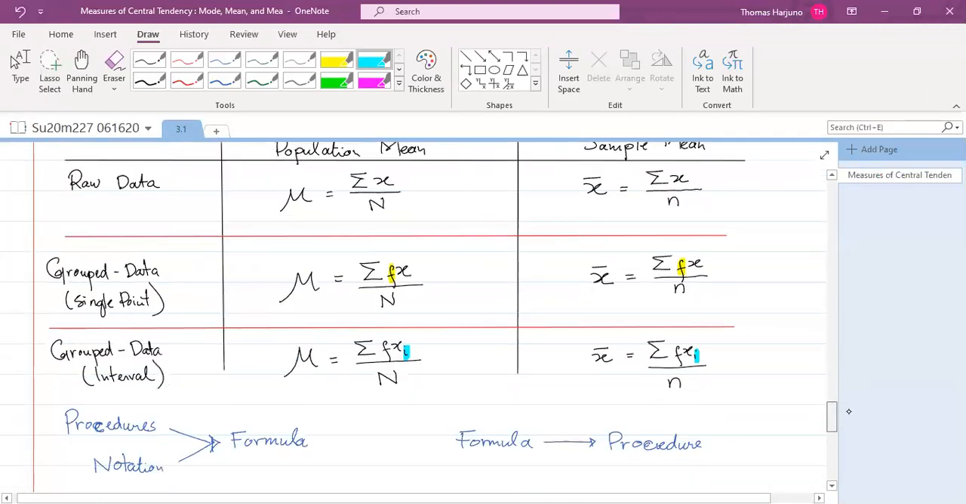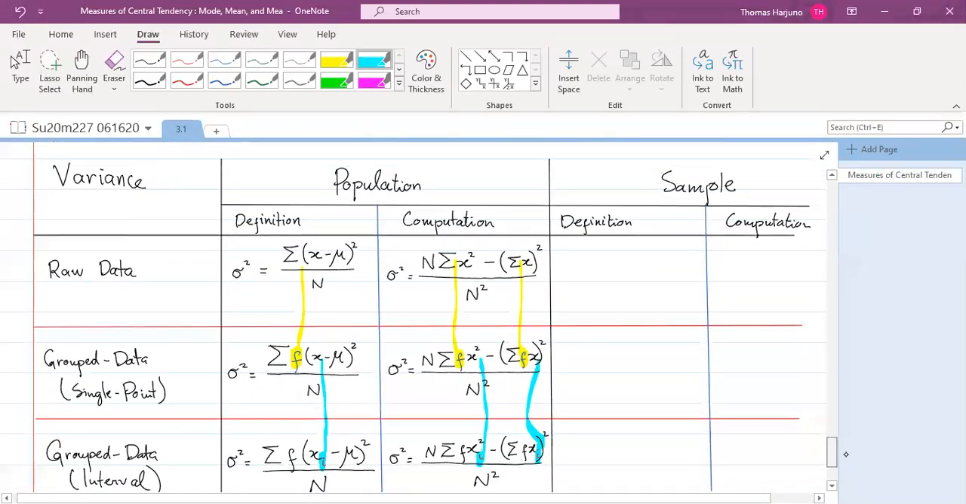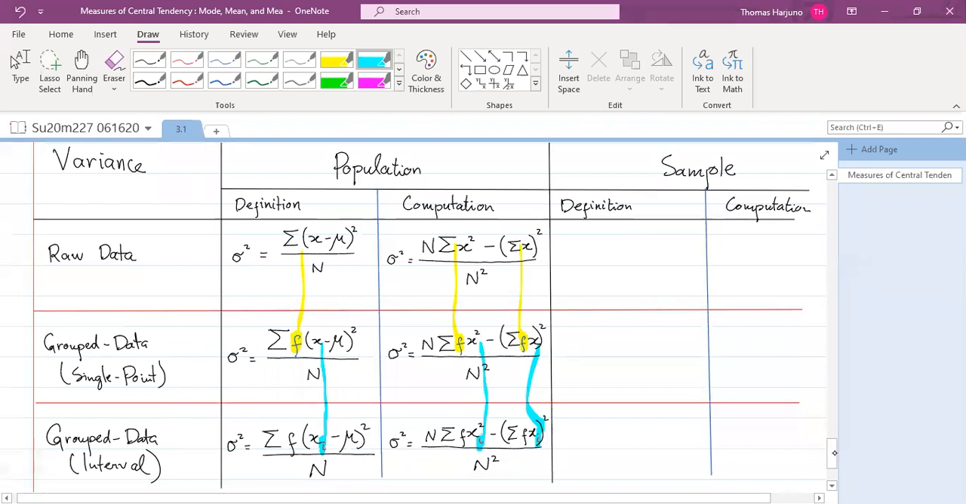Now, I will stop here, but I would like you to memorize these formulas, not only the population and sample means, the six formulas you have up there, but also these six formulas here, especially the computation one. What we will do tomorrow is first apply these formulas. Now we have the formulas, but how do we apply them? You need to know what procedure each formula represents. Once we're done with population variance, then we go to sample variance.